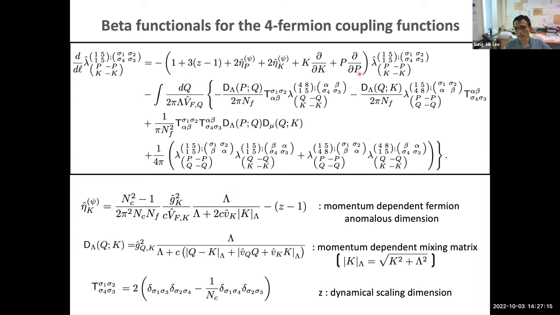And this dilatation term means that as you go to low energy, you have to rescale the momentum along the Fermi surface simultaneously, okay? So it's like an expanding universe, right? As you go to low energy, the momentum space, momentum is rescaled both in the direction perpendicular and parallel to the Fermi surface. So as a result, the profile of the coupling function is stretched out in the momentum space, both in the K and P coordinate. So that's the meaning of this term.